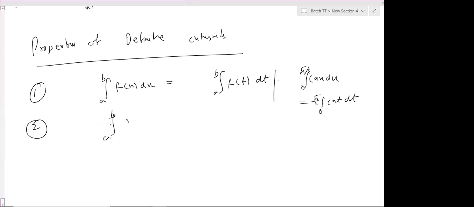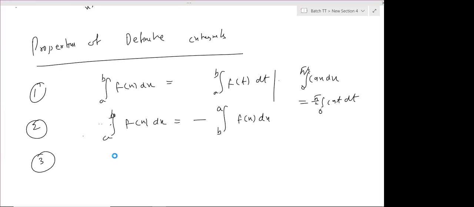Second one, a to b f of x dx. This is a bit important one. If you change the limits, upper limit becomes lower, lower becomes upper, then you have to use the negative sign, right? Integration becomes negative if you change the limits.